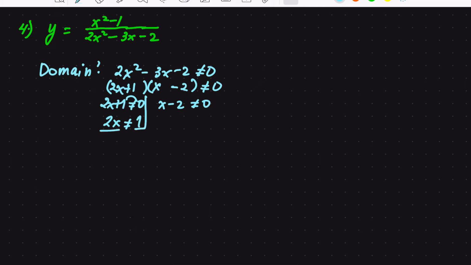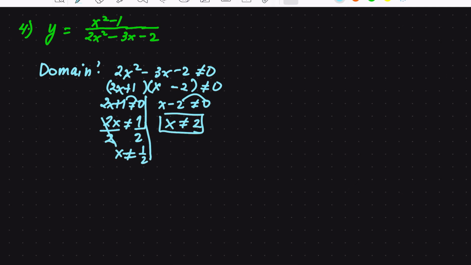And then divide both sides by 2. X should not equal to 1 half. Okay? May 1 half tayo. So, dito naman sa kanan, we have x minus 2 not equal to 0. Okay, so magiging x should not equal to positive 2. Kasi kapag nilipat natin doon, transpose negative 2, that will become positive 2.